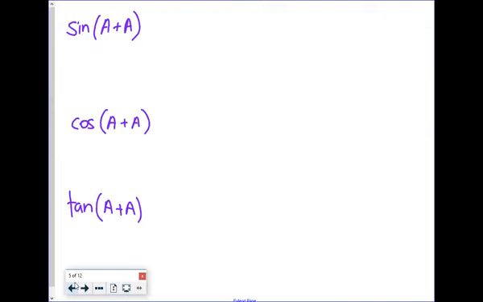Now, when you do the card match tomorrow, you're going to want these. Let's have a look at what we've got here. Sine of A plus A. That's like sine of A plus B, but A is equal to B. So this is just the same sign sandwich. It's sine of something times cos of something, plus cos of something times sine of something. And all of them are A's. It's not going A, B, A, B. It's just going A, A, A, A.